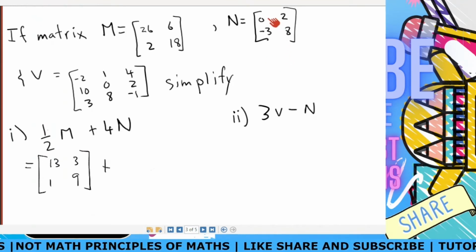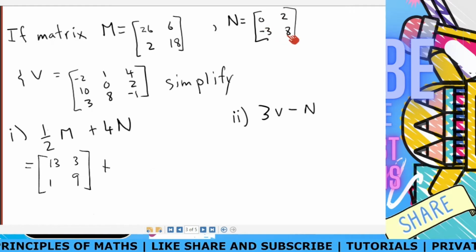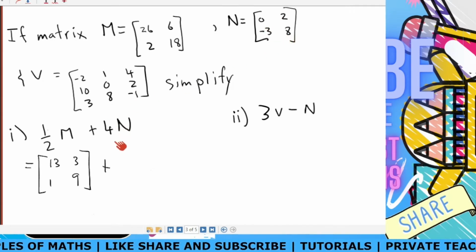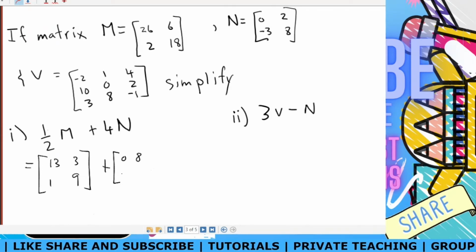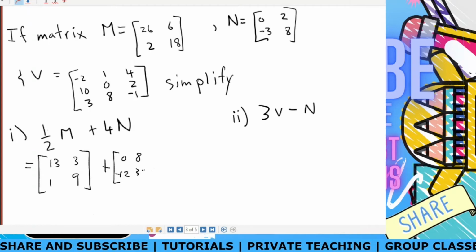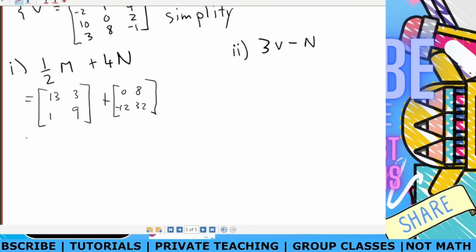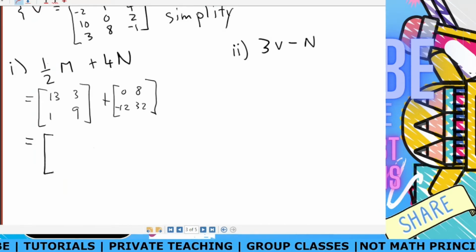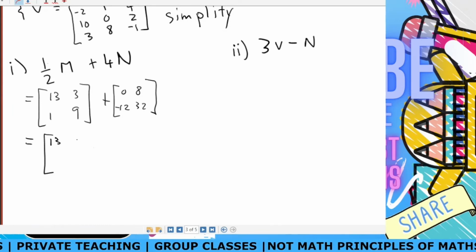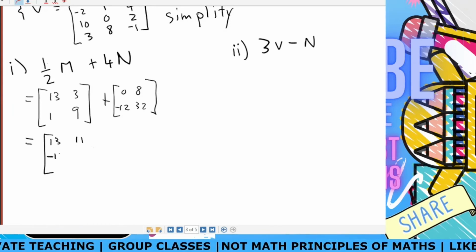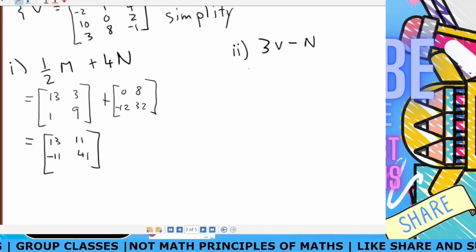Then 4 times all of this, 4 times 0, 0, 4 times 2, 8, 4 times negative 3, negative 12, 4 times 8, 32. And so 0, 8, negative 12, 32. What do we do now? We now simply add our corresponding elements together. 13 plus 0, 3 plus 8, 1 plus negative 12, 9 plus 32. And that's our answer for that one.